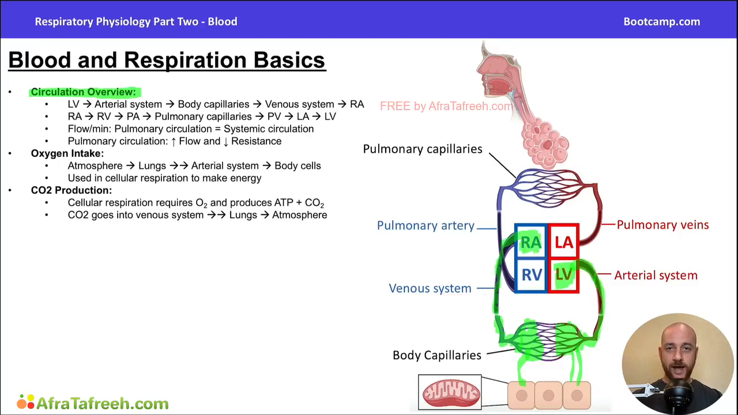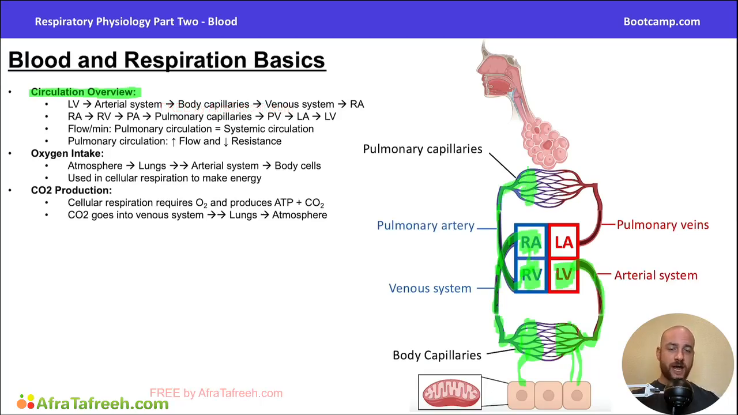From the right atrium, the blood is then going to be traveling into the right ventricle. Can you remember what the valve is that is between the right atrium and the right ventricle? That's right, it is the tricuspid valve. Then the right ventricle is going to be pumping blood into the pulmonary artery. Remember, this is one of the exceptions where an artery is carrying deoxygenated blood. Then that blood from the pulmonary artery is going to travel to the pulmonary capillaries.